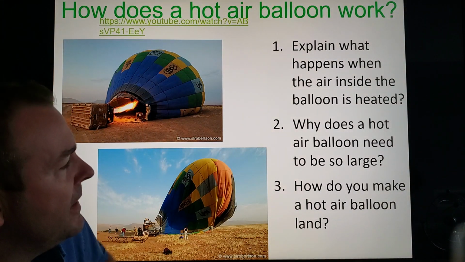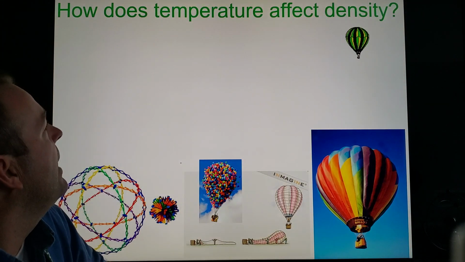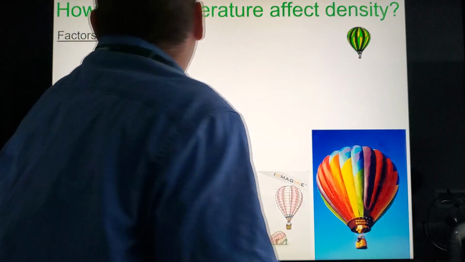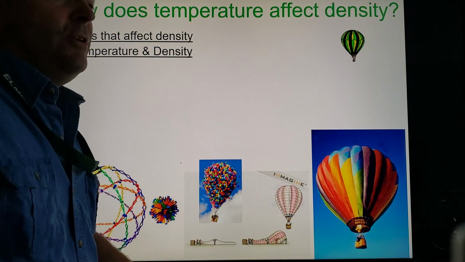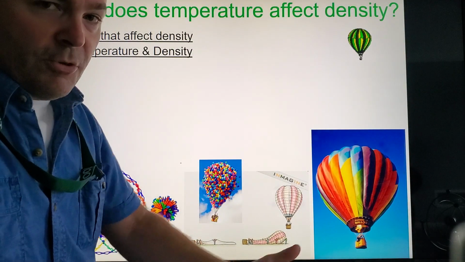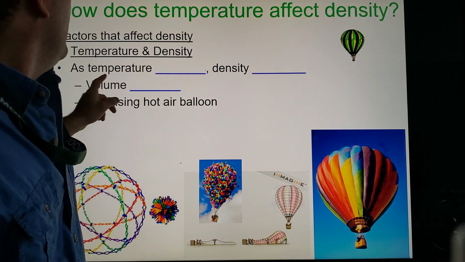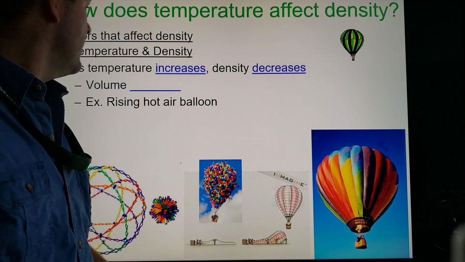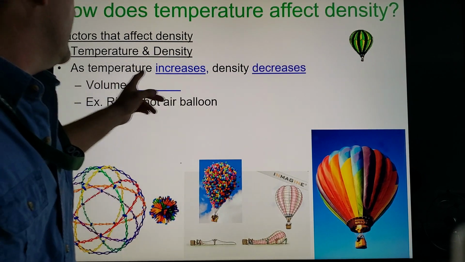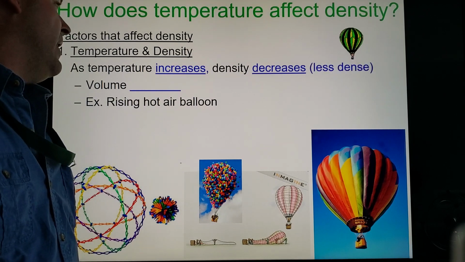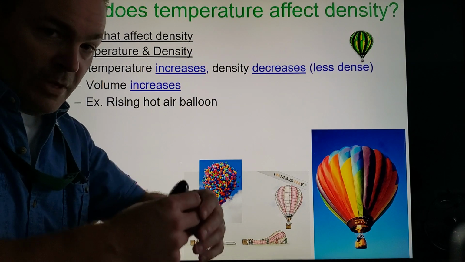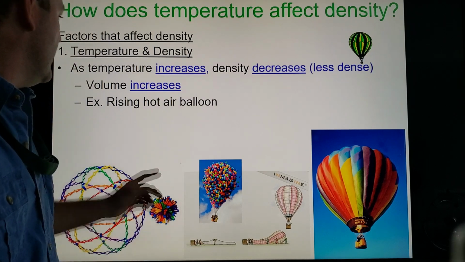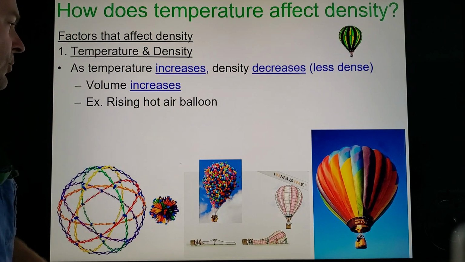All right, so make sure you pencil in some answers there. All right, how does temperature affect density? At this point, I think we know, without a doubt, if you increase temperature, it's going to decrease the density. As temperature increases, the density will decrease. This will, of course, make the volume increase, right? When you heat things up, they expand. And that, of course, makes them less dense. The example, the rising hot air balloon.